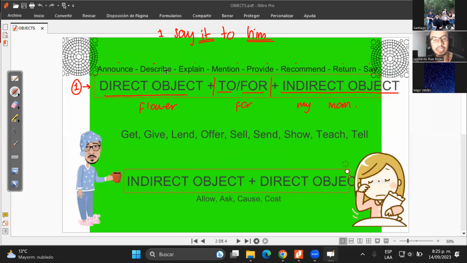So the verbs announce, describe, explain, mention, provide, recommend, return, and say are going to have the structure of first the direct object and then the indirect object, right? Any questions with the verbs over here? Announce, describe, with the vocabulary? Yeah, all of these ones are transitive because all of them have direct and indirect object. So all of the verbs that are here are going to be transitive.